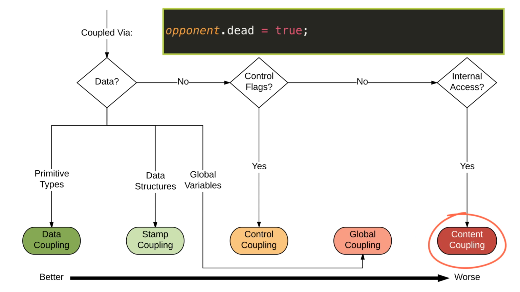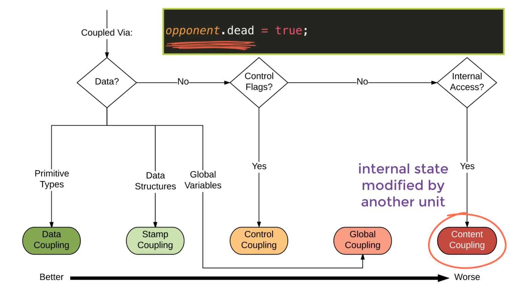Finally, we have content coupling, which is the most problematic form of coupling. This occurs when the internal state of one unit is modified by another unit. The Mario system that we've been using doesn't have any examples of content coupling, but this is what one would look like. Here you could imagine that the Mario hit code could change the dead flag in an opponent directly instead of using a method.